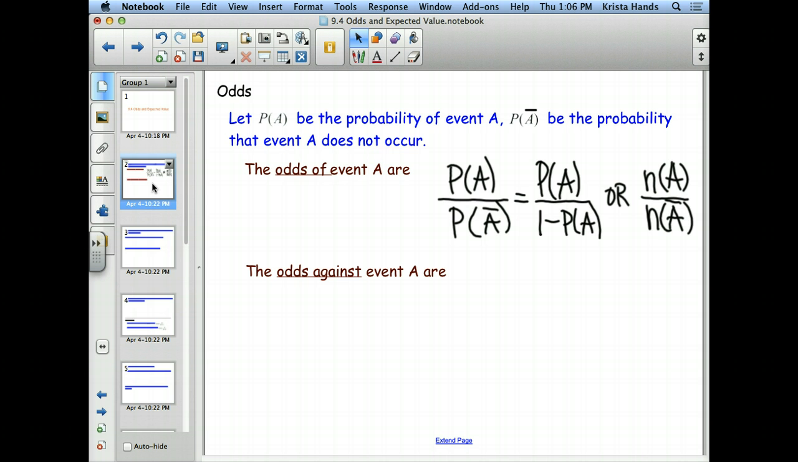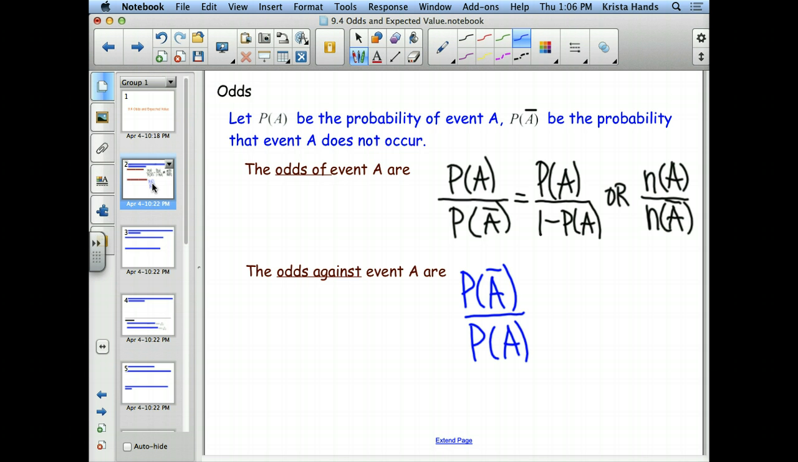We've also got the odds against event A occurring. And all we have to do for this is we turn our fractions upside down. So we would do the probability against, that is the probability that the complement occurs, divided by the probability that the actual event would have occurred. And I can flip all my fractions. So this is 1 minus the probability of A over the probability of A. Or I can write this as the number of ways that the complement occurs divided by the number of ways that the event occurs itself.